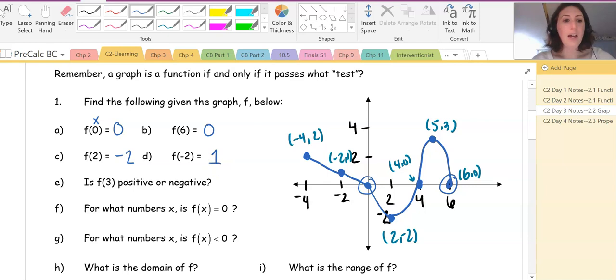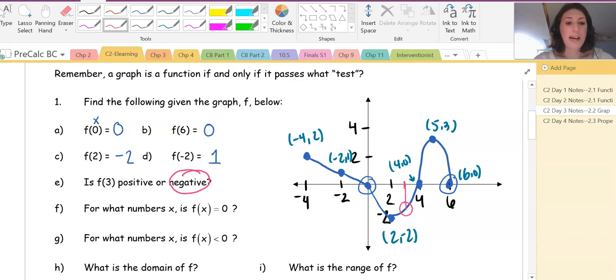Okay. Is f of 3 positive or negative? So again, f of 3 is referring to the y coordinate when x is 3. 3 doesn't appear on our graph, but we can certainly find where it should be and come down here, and f of 3 would be negative because our y coordinate is negative.